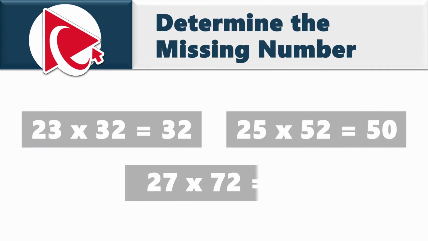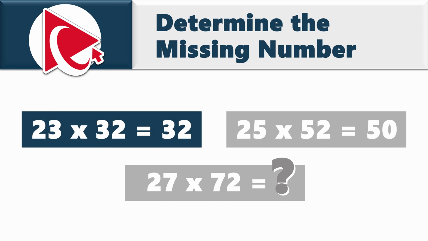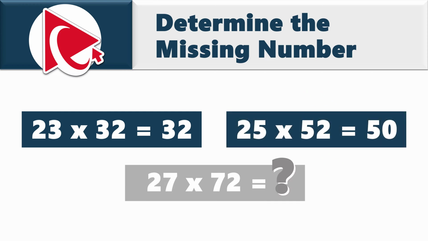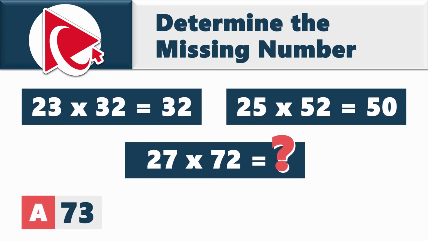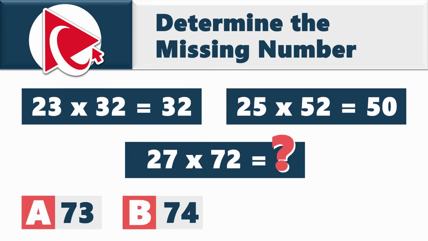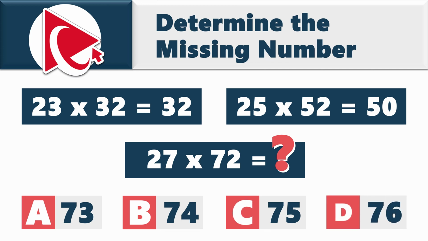You're presented with 3 expressions, the third expression missing the result. The first expression is 23 multiplied by 32 equals 32. Second expression is 25 multiplied by 52 equals 50. And then the third expression is 27 multiplied by 72 equals, and then comes the missing number, which you need to select out of 4 possible choices. Choice A, 73, choice B, 74, choice C, 75, and last but not least, choice D, 76.